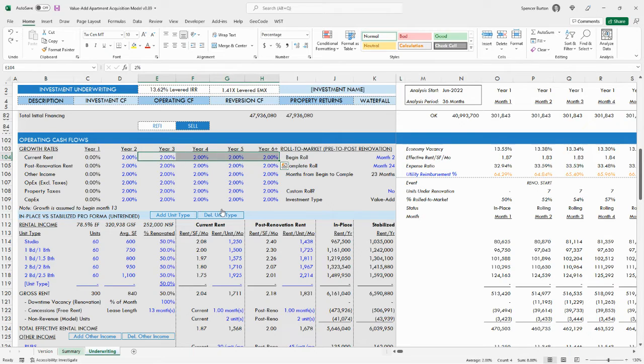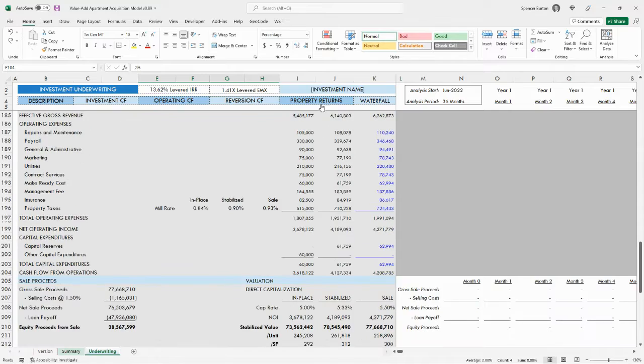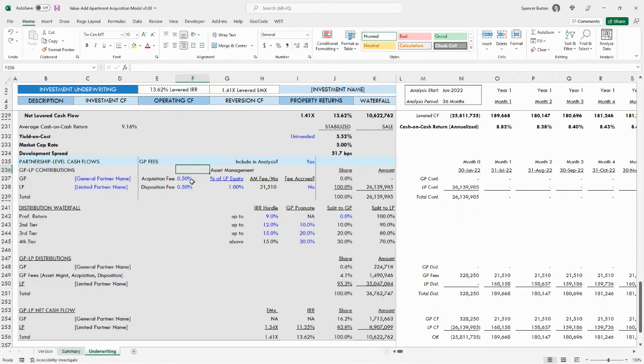The second question is about acquisition fee. So we come down here to the partnership level returns. We notice here that the property level levered IRR is 13.62, the property level levered equity multiple is 1.41, and we notice the property level cash on cash of 9.16. The acquisition fee, we could take this to 100. It won't actually impact those.